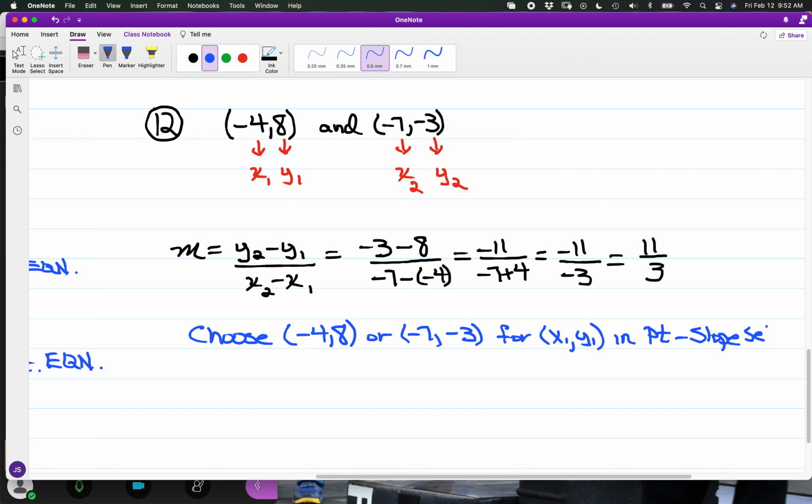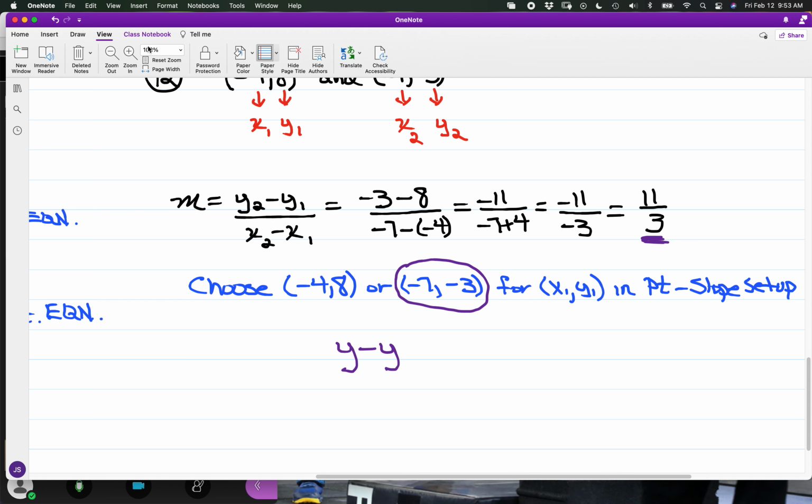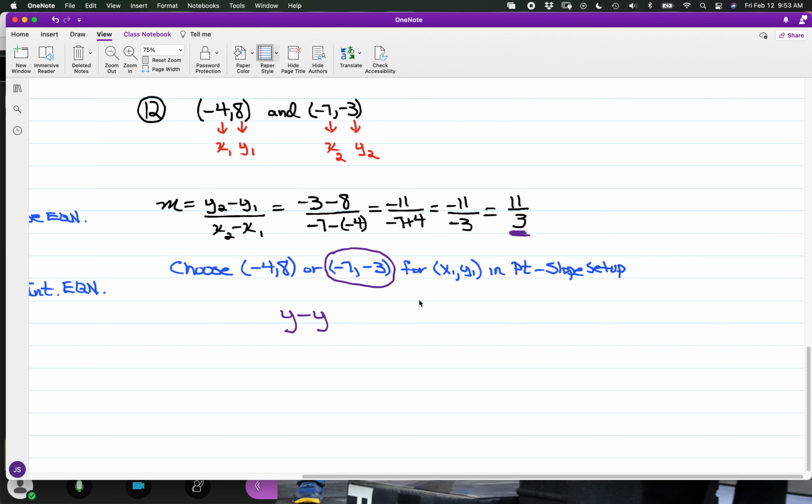Okay, so for the case of the point slope setup, again, you can choose either of these 2 points. And tell you what, we'll go with negative 7, negative 3. Again, we had the slope determined at 11/3. And now for the point slope setup, we have y minus y of 1 is equal to the slope m times the quantity of x minus x of 1.